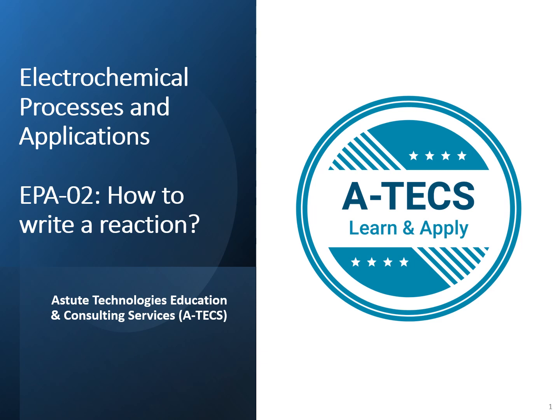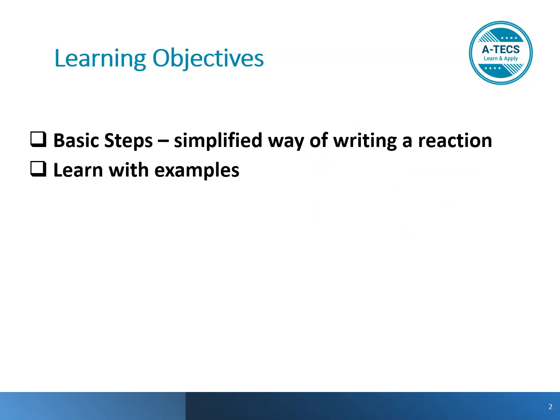This is our second lecture and today we will be learning about how to write a reaction in electrochemistry. In this lecture we will learn about the basic steps that are involved in writing a chemical reaction or an electrochemical reaction in a simplified way. Then I will explain some of the examples and show you how to write an electrochemical or a chemical reaction stepwise.